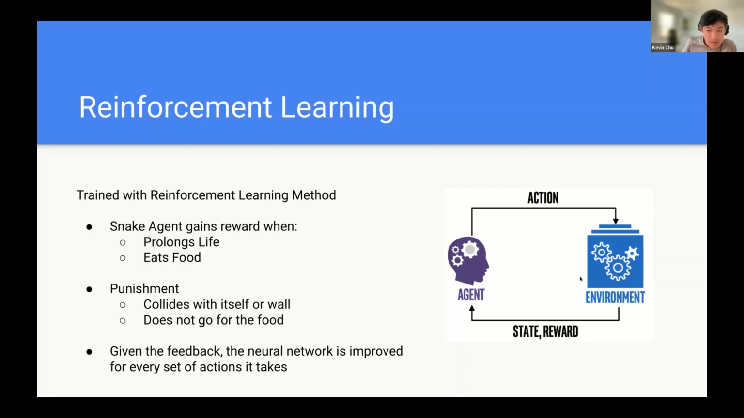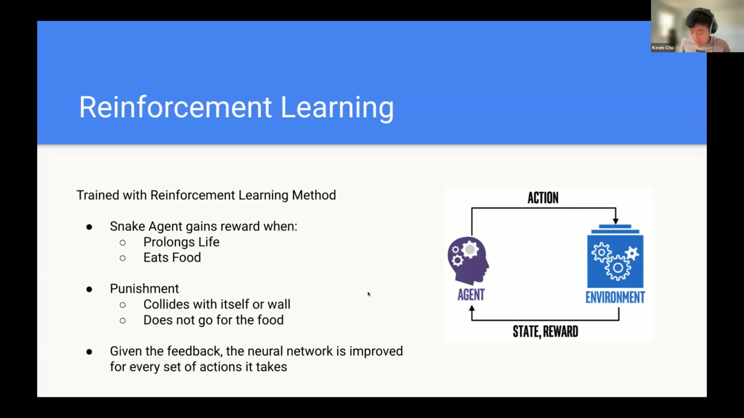In another case, if it's given a punishment, a negative reward, such as if it collides with the wall, then the agent knows that's probably not a great move. So it will try to stop doing that next time, and the neural network is updated so that if it sees that case, it does not make the prediction to collide with the wall anymore and chooses a better move. So given the feedback from the rewards, the neural network is improved as it plays the game itself, for every set of actions it takes.